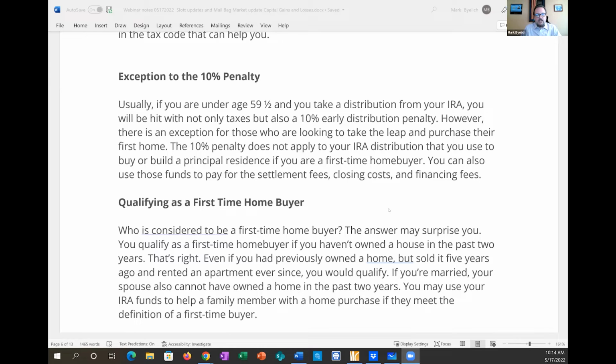Usually, if you're under age 59.5 and you take a distribution from your IRA, you will be hit with not only taxes, but a 10% early distribution penalty. However, there is an exception for those who are looking to take the leap and purchase their first home. The 10% penalty does not apply to your IRA distribution that you use to buy or build a principal residence if you're a first-time home buyer. You can also use those funds to pay for the settlement, closing costs, and financing fees.